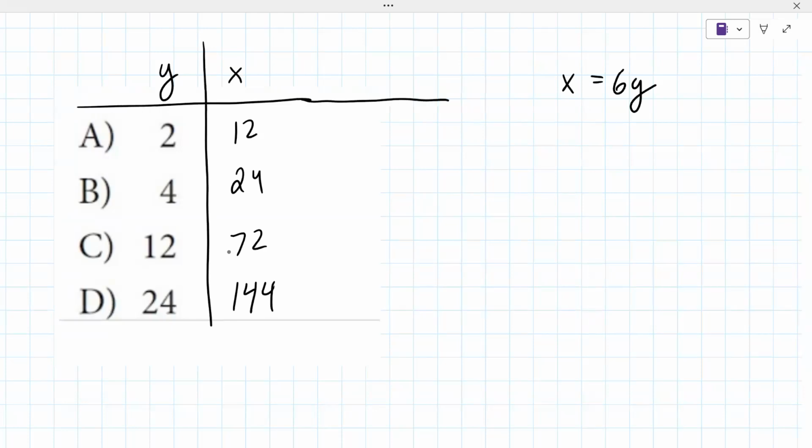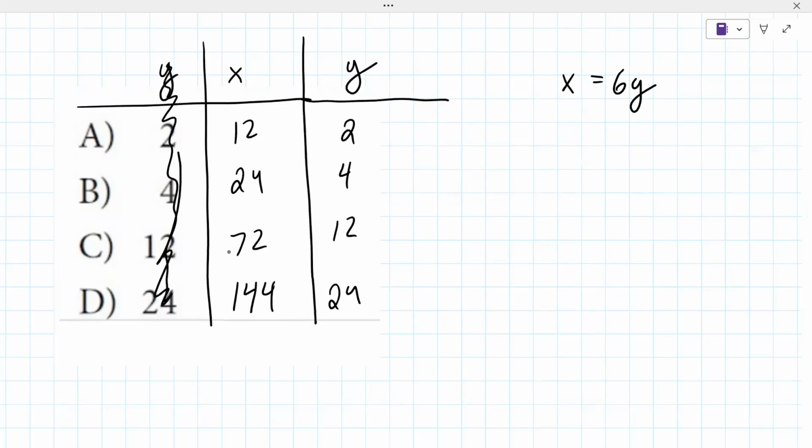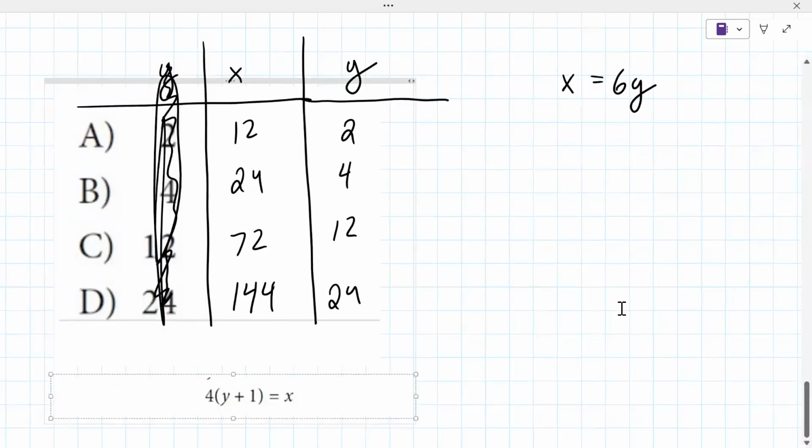Now, what did I recommend doing when it's y then x? Putting them in order, x then y. So rewriting and crossing out. We're just used to things being in x then y. Okay. So here is the other equation. All right. So I want you to tell me which one of these ordered pairs works in the second equation.